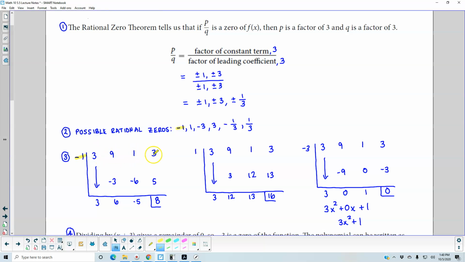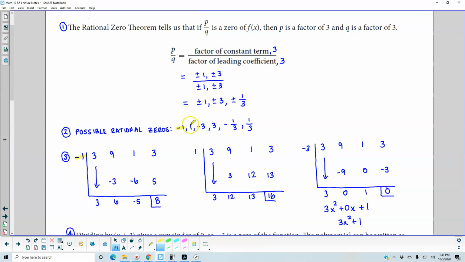So we have 3, 9, 1, and 3. Bring down 3, -1 times 3 is -3. 9 minus 3 gives you 6. -1 times 6 is -6. -6 plus 1 is -5. -1 times -5 is +5. And 3 plus 5 gives you 8. So we get a remainder that's 8. So therefore we cannot say that -1 is a 0.